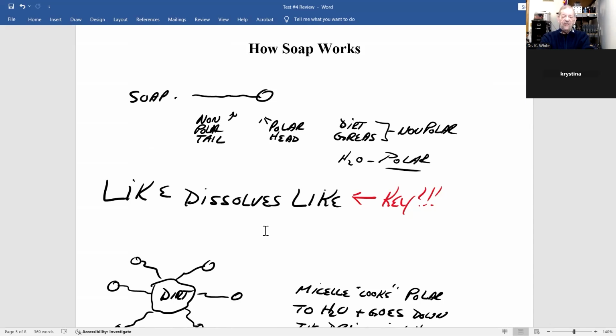What that means is things that are polar are soluble in polar things. Things that are nonpolar are soluble in nonpolar things. You mix the two together, polar and nonpolar, they're not soluble, just like oil and vinaigrette. Now, soap is called a surfactant because it has a nonpolar tail and a polar head.